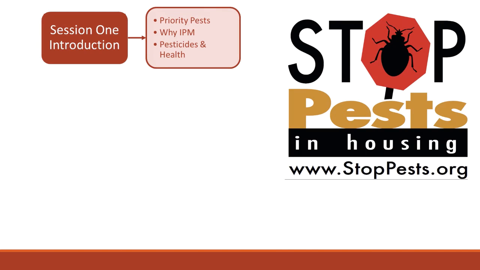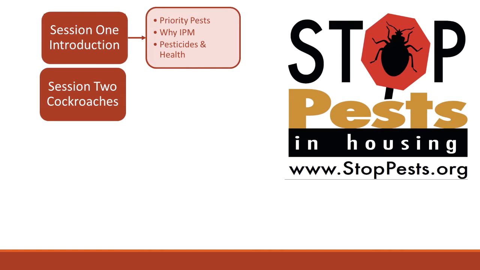This curriculum is a series of 4 interrelated classes, beginning with this session, the introduction. In this session, we will start by identifying the most problematic pest populations, move on to the rationale for using integrated pest management, or IPM, and finish with the connection between pesticide use and occupant health. This course is not designed to license anyone to apply pesticides.